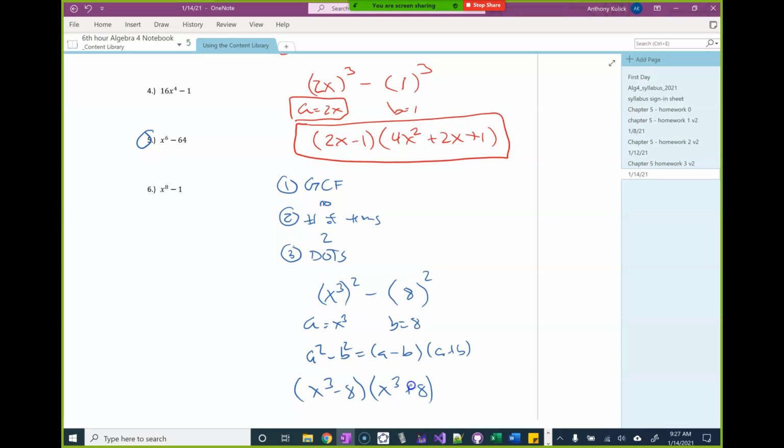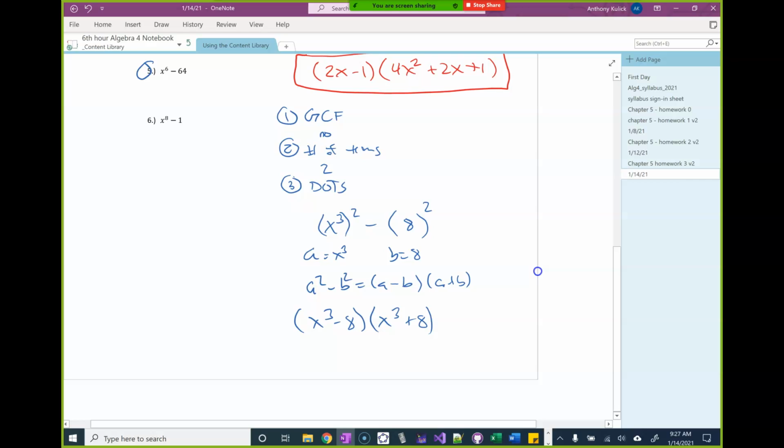Okay. But we still have more to do on this problem, right? So we did the difference of two squares factoring, but now I need to take each of these factors and check to see if I can factor those. So x cubed minus 8 has two terms. So if I work down the two-term branch for this, is that a difference of two squares?